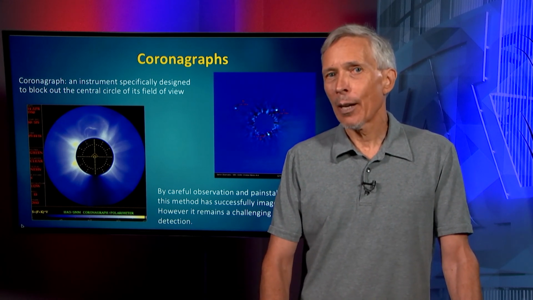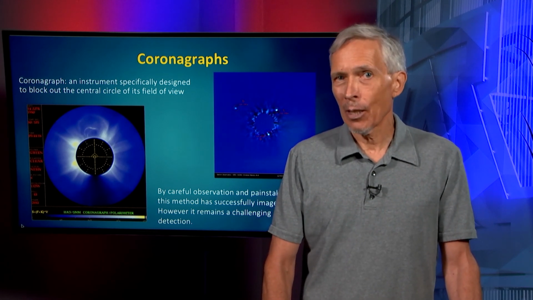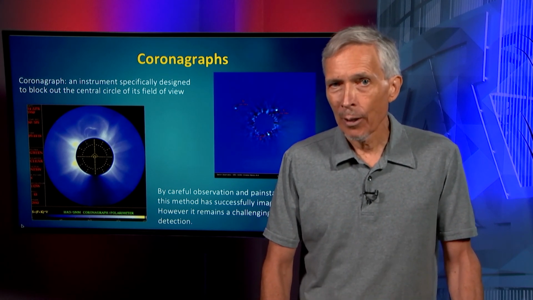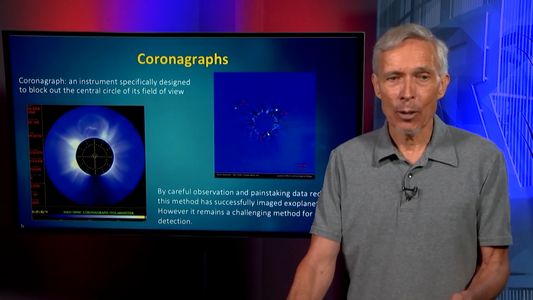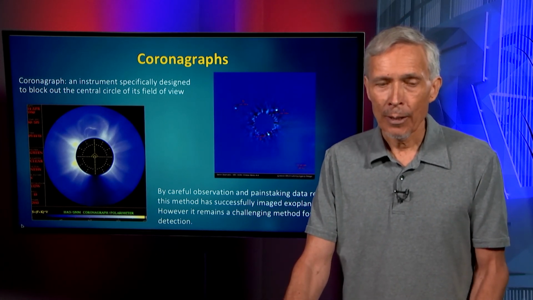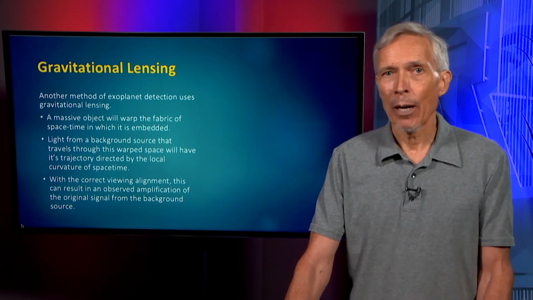It's actually better done in general in space than on the ground because the stability of the conditions with no atmosphere is better. But all major ground-based telescopes can use coronagraphic methods to study exoplanets. The number of exoplanets directly imaged has grown steadily to over 100.